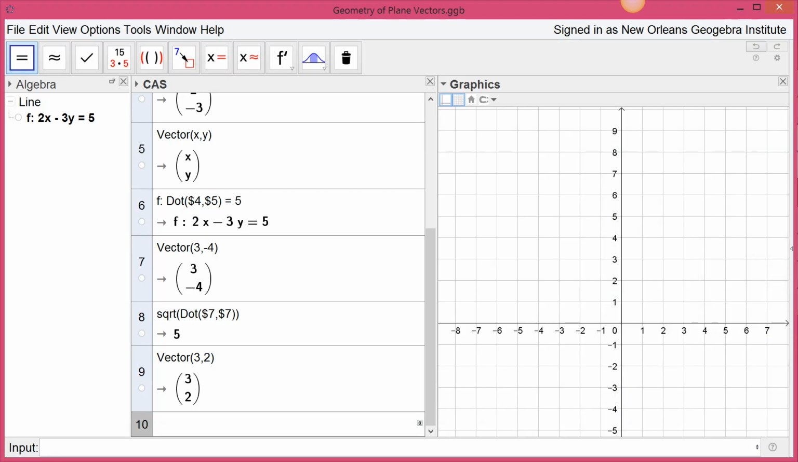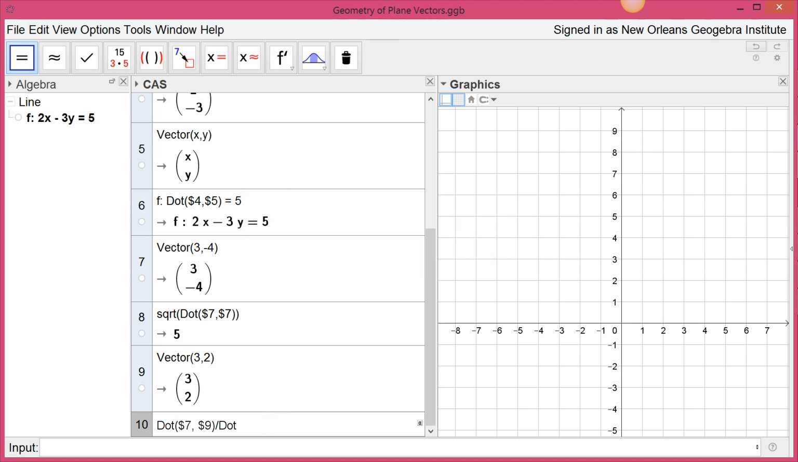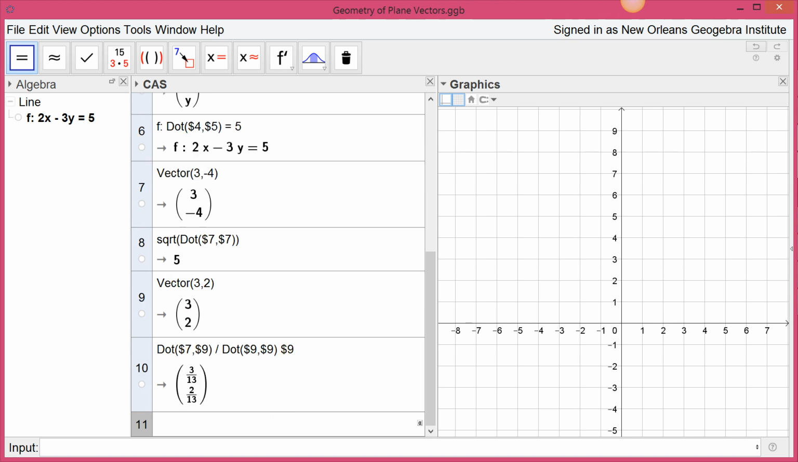So if I use that formula, I'm going to go ahead and say the dot of the vector I'm projecting, 7, onto the vector I'm projecting onto, which is 9, divided by the dot product of the vector I'm projecting onto with itself, times that vector. And so there you have the projection of the vector (3, -4) onto the vector (3, 2). It's just a little tiny piece. I think you can see it. It's 1/13 of the length of the vector you're projecting onto, (3, 2).